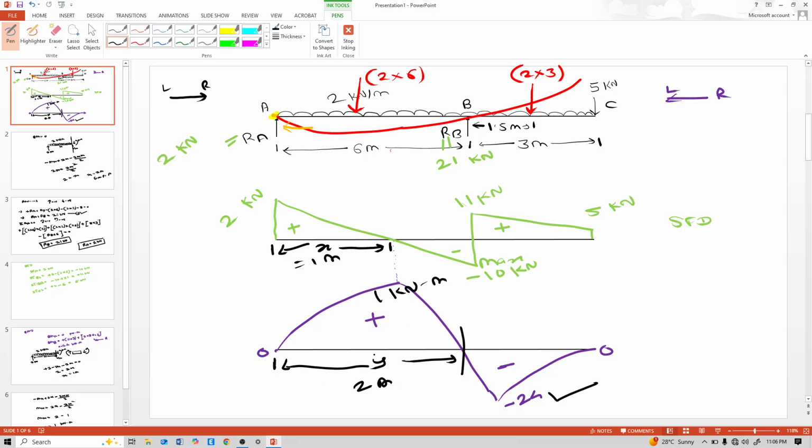This SFD BMD is not as per scale. Correct it as per scale and dimensions. Now we will calculate this SFD BMD in STAAD Pro software also.